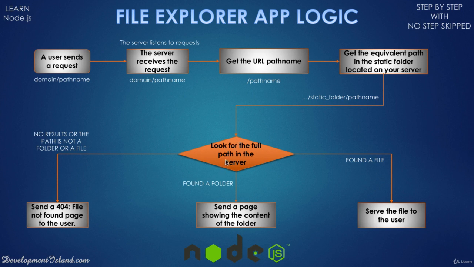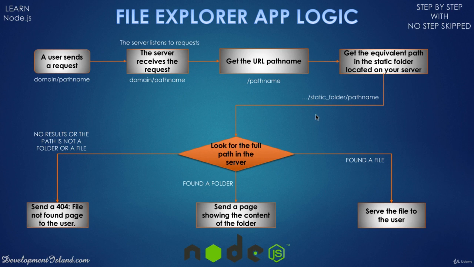So now we're going to need to look for the full path in the server. Okay, so what does it mean? It means that we're going to check if this full path that you've got there corresponds to something that really exists on the server. So we're going to have a few scenarios here. The first scenario is when you get no results, or you still get a result, but your path is not a folder and is not a file. Now there are other types out there which we are not interested in, but we want only folders and files. Okay, so in this case, you're going to send a 404 error page saying file not found to the user.